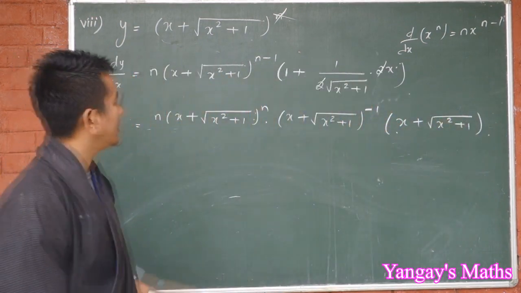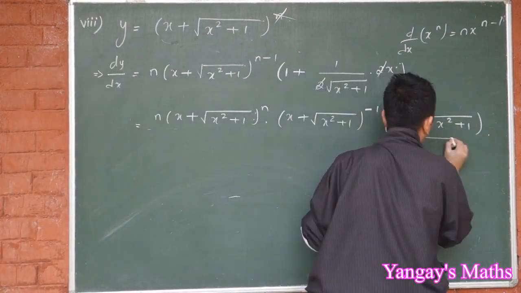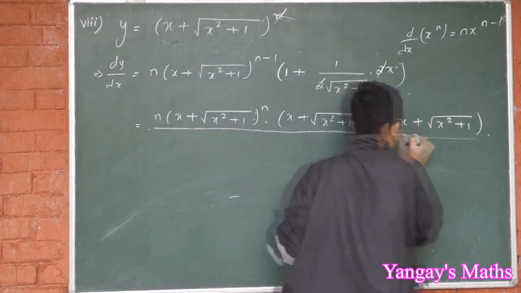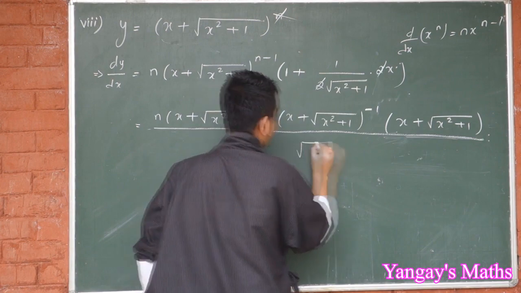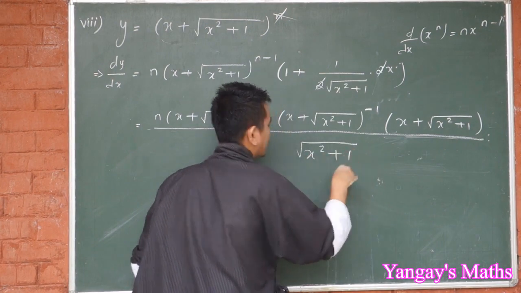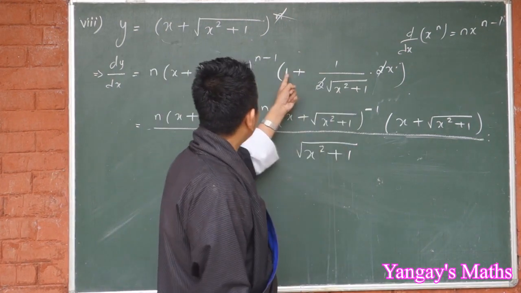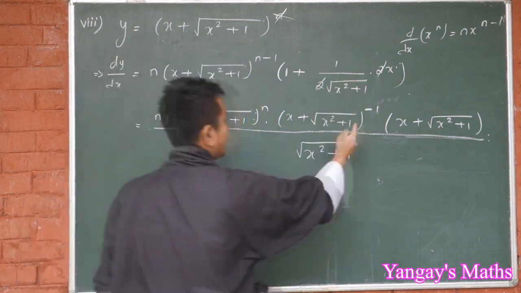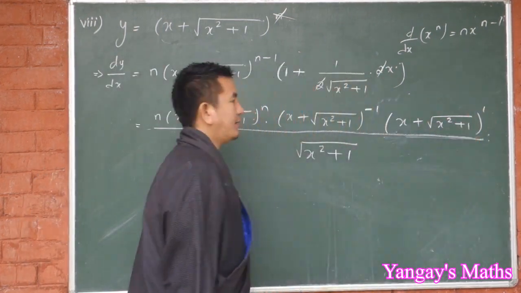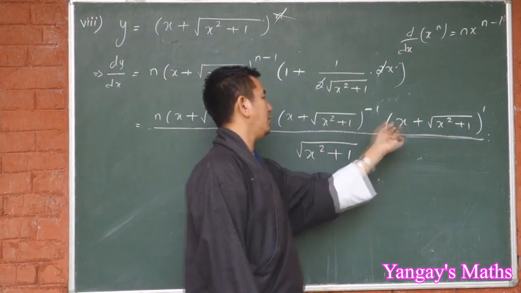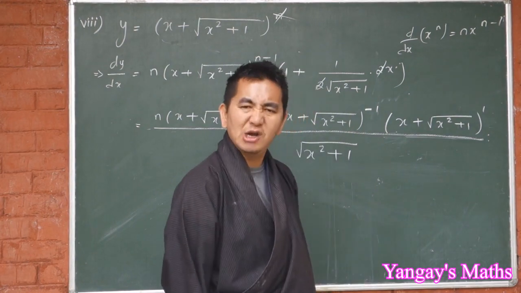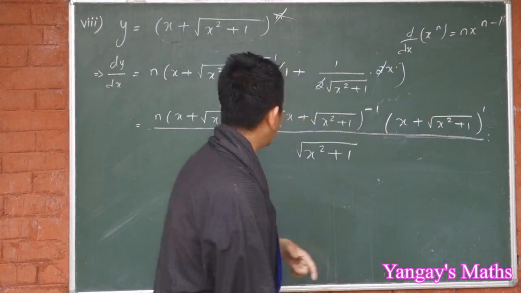Yes or no? Divided by, please don't forget this one. Now I can write whole divided by, whole divided by root of x squared plus 1. Take the LCM. This into 1. Here we have x, right? So that we have the same power. Same power means here you can cancel, or you write minus 1 plus 1 is 0. Any number raised to 0 is equivalent to 1.